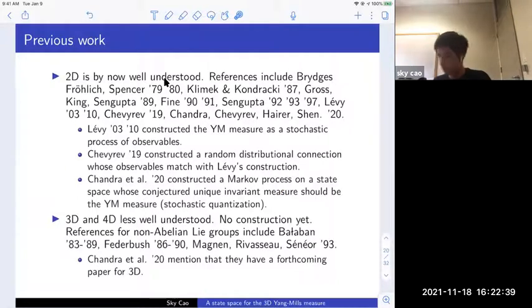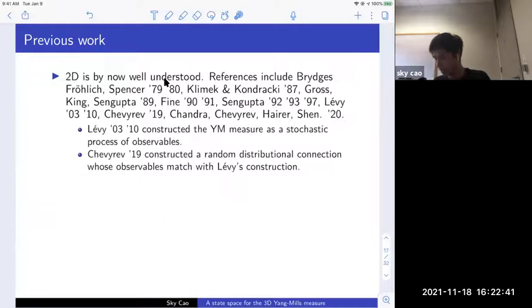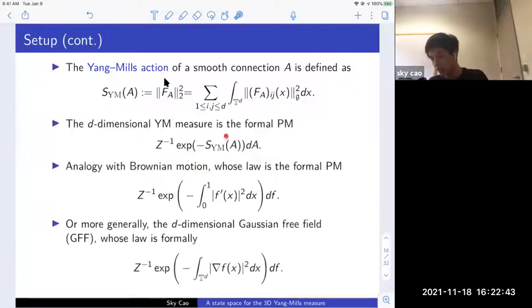Okay, before moving on, let's go back to this previous slide and think: what's one general approach for giving mathematical meaning to these types of formal expressions?